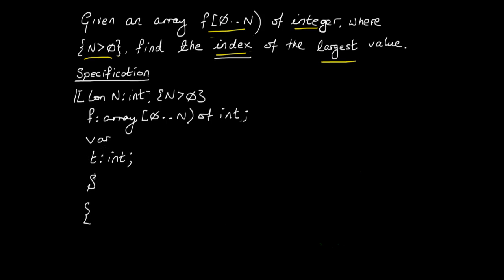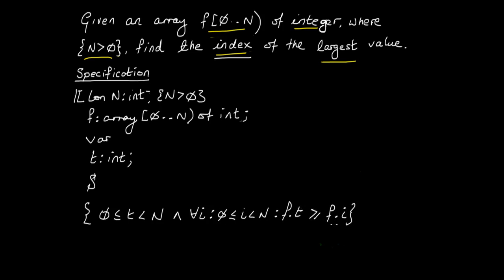So if t is an index into the array, then t must have a valid range. So as part of our post condition, we'll give t a valid range. So t will be greater than or equal to 0 and less than n. And the next bit of our post condition will tell us what the program is actually going to do. So we'll say for all i greater than or equal to 0, less than n, f dot t is going to be greater than or equal to f dot i.